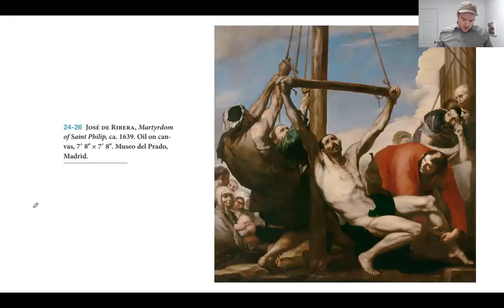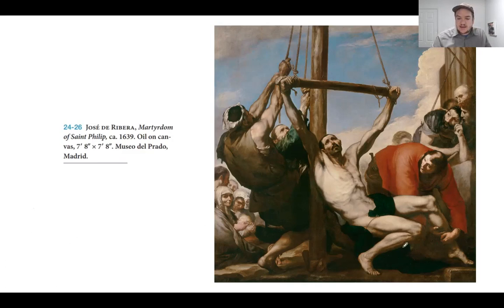Jose de Ribera. So Spain was into the Counter-Reformation and Catholicism, and martyrdom was a very hot topic over there. It's highly emotional, very dramatic and inspiring for someone to be martyred and make a painting of that. This guy was another fan of Caravaggio.